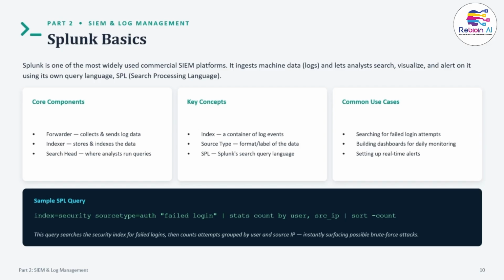Sort count finally sorts the results so the highest counts appear first. Now, why does this matter? If one user from one IP address has 200 failed login attempts in the last hour, that's very likely a brute force attack. Someone trying to guess a password over and over. This one simple query instantly surfaces that pattern out of potentially millions of logins.